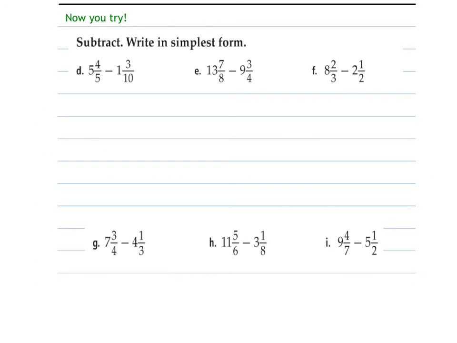All right, quite a few here for you to try. Watch a couple if you're stuck, otherwise pause, try them on your own, and then come back and check. 5 and 4/5 minus 1 and 3/10. Common denominator would be 10, so I'm going to multiply by 2, which would be 5 and 8/10 minus 1 and 3/10. 5 minus 1 is 4. 8/10 minus 3/10 is 5/10, which I know can divide by 5, which would be 4.5.